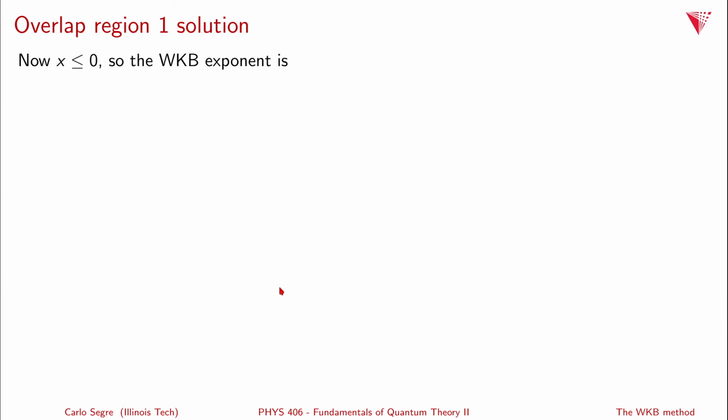Now for overlap region 1, x is less than or equal to 0. So the WKB exponent is now, we're integrating from x to 0, right? So we're just going to integrate from the negative value of x positively towards 0, and that'll give us our value of the integral of p of x prime dx prime. And for the same reason as before, because we can write down what the momentum is, it's related to the square root of x, we get 2/3 h bar times minus alpha x to the 3/2. And again, x is negative.